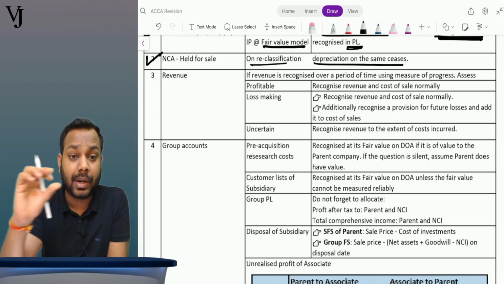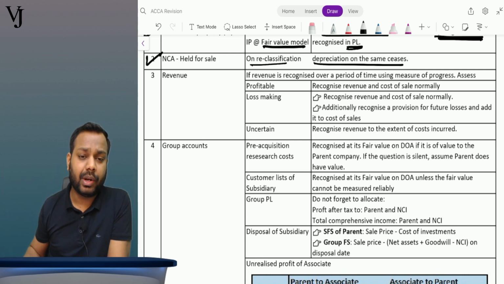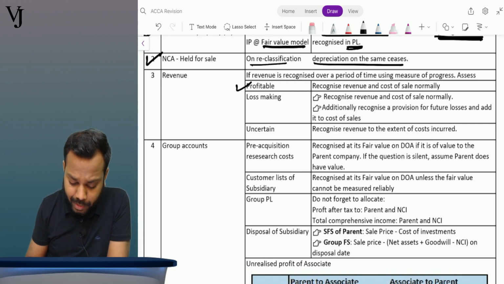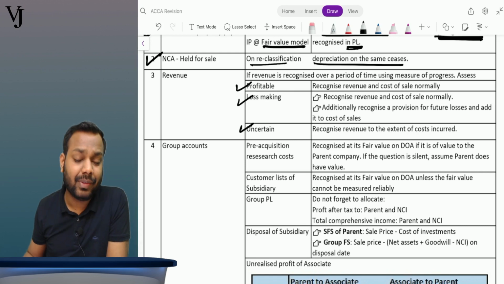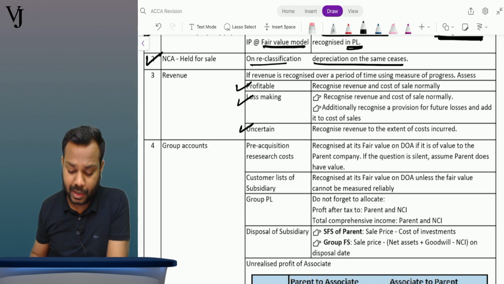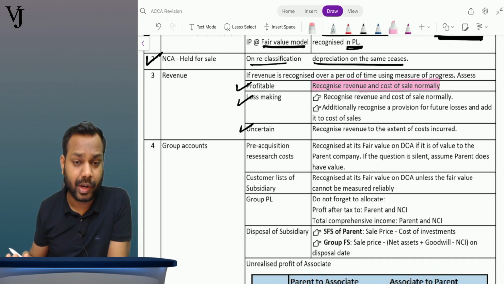Revenue. If you are recognizing revenue over a period of time, meaning it is a long-term contract going for 1 year, 2 years, 3 years, then in that case, assess whether the contract is profitable, loss making, or uncertain whether it will be profitable or loss making. The revenue recognition will be different in all these cases. If it is profitable, recognize revenue and cost of sales normally using the measure of progress.